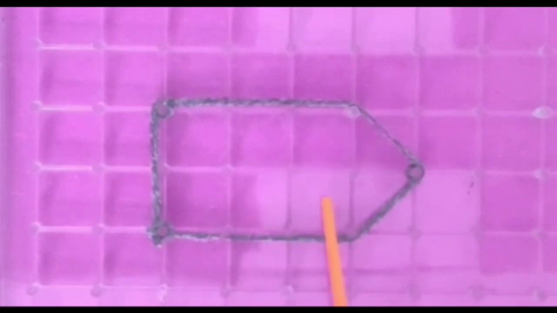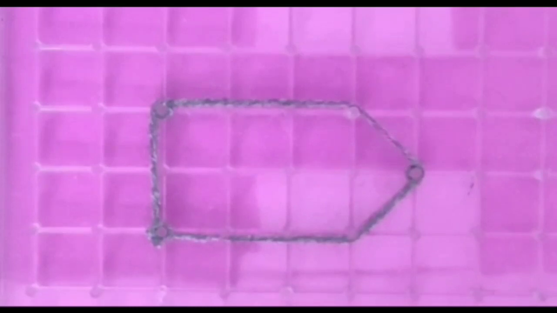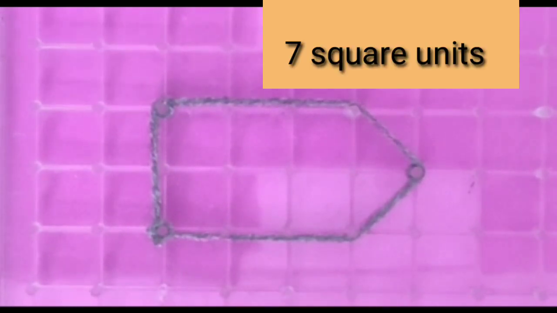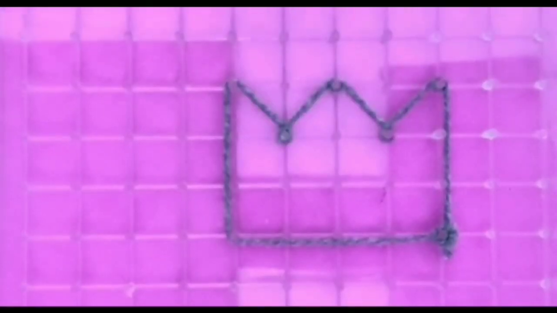1, 2, 3, 4, 5, 6, means 6 complete square boxes. But this figure has covered half the area of 2 more squares. So let's count it. Half and half means 1 full square. And firstly there were 6 square boxes and now 1 more, so the total area covered by this figure is 7 square units.